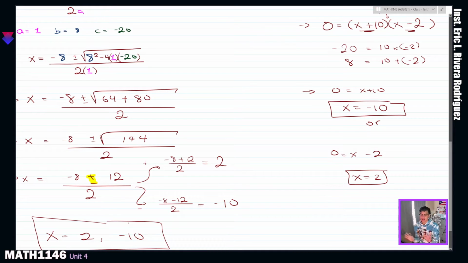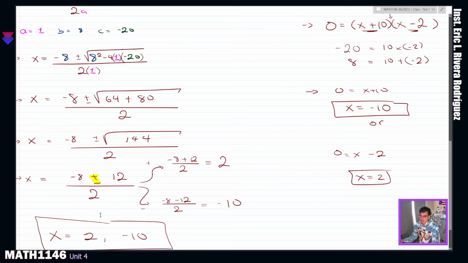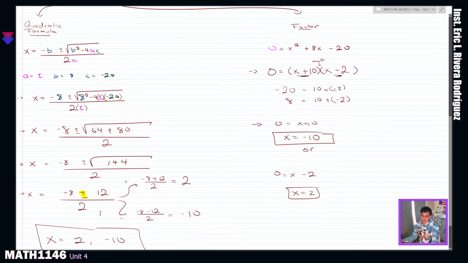So here there are two options to solve this. Either you can use factorization, or you can use the quadratic formula. Either one is correct. So now you will choose which one is better for you, which one is the easiest for you. All right, everything works for both methods, for factorization and for the quadratic formula. Any question? All right.